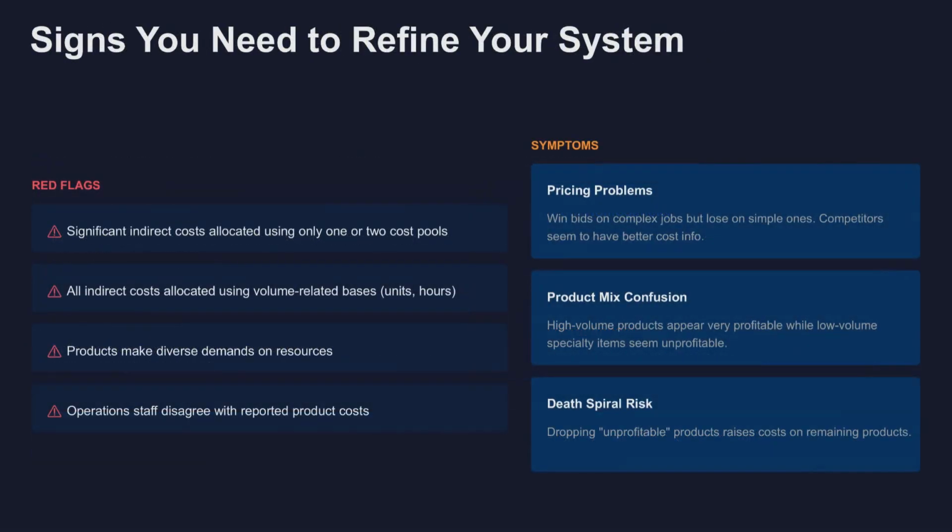Recognizing the signs of an outdated costing system is crucial. Red flags include imprecise allocation bases and mismatches in cost reporting, while symptoms such as pricing problems and product mix confusion indicate the need for refinement.